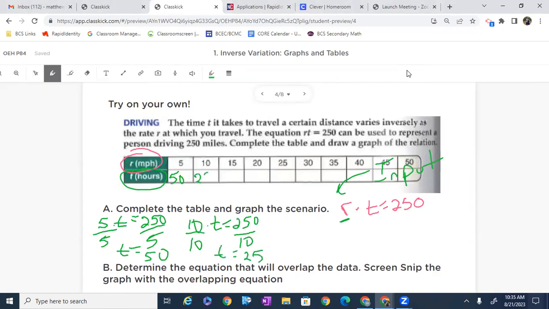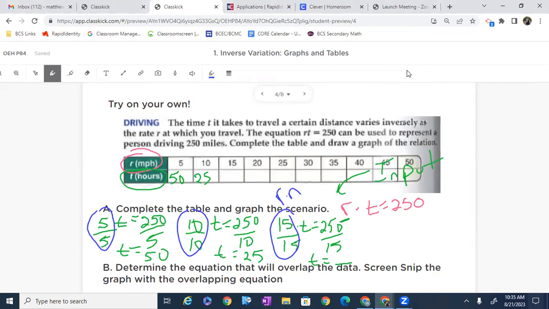So this is 25. Then let's take 15. 15 times t equals 250. We divide by 15, and t comes out to be some decimal value. We're going to find that out in just a second. But what you'll notice is every single time we are dividing by the rate, which is our speed.